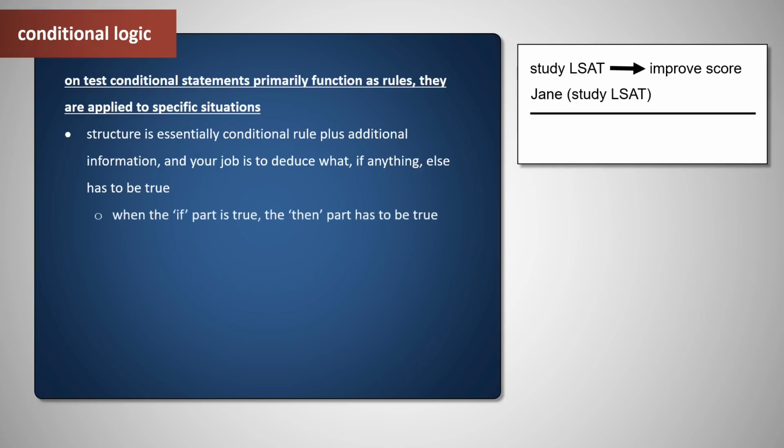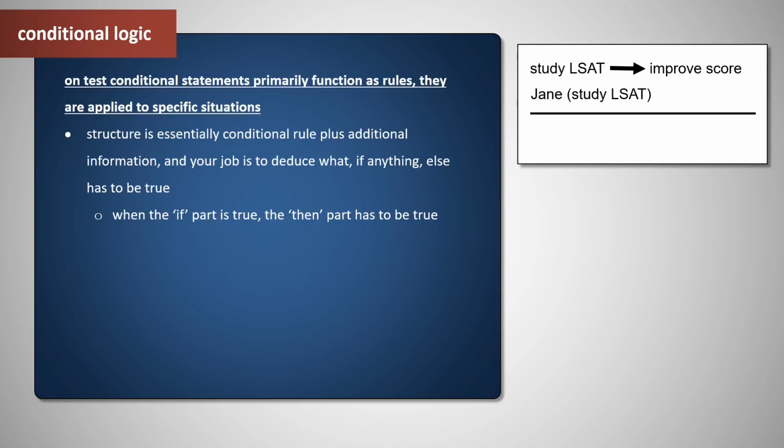Now remember, what did we say? What is a conditional relationship? The conditional relationship is that when the if part is true, the then part has to be true. So if we know that this part is true, that somebody is studying for the LSAT, we also know that this has to be true, that they're going to improve their score. Now, once again, we're taking the statement as true. We're not being critical of the rule itself or of the statement. We're just assuming that it's true.